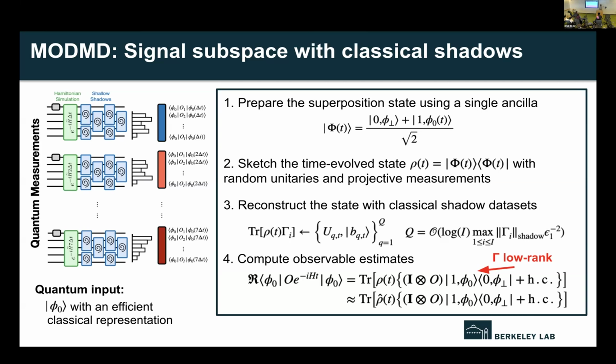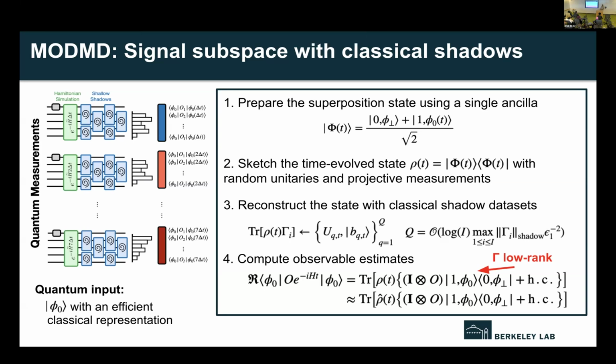In some cases, I just want to mention that we can avoid the use of control time evolution acting on phi naught if the phi perp is an eigenstate of the Hamiltonian. For instance, in quantum chemistry, we can just pick phi perp to be the vacuum state with no particle occupation. And then we can replace all control time evolution with free time evolution.